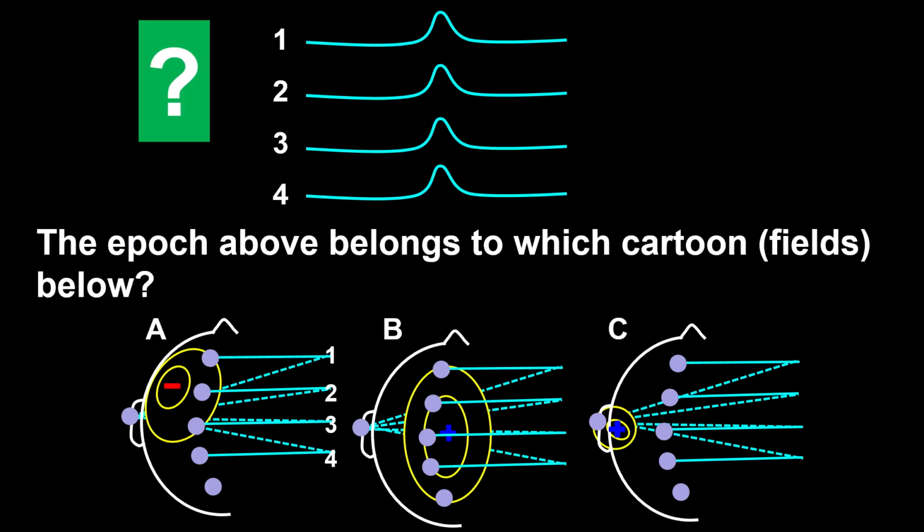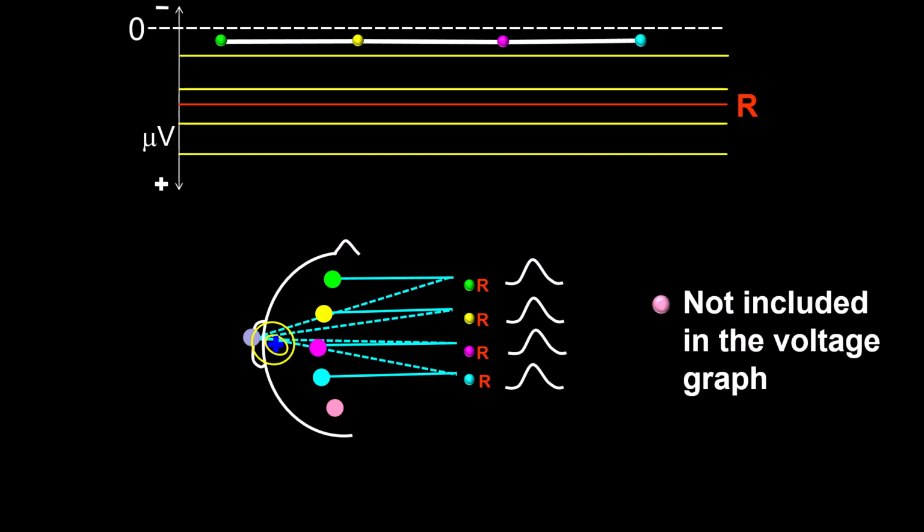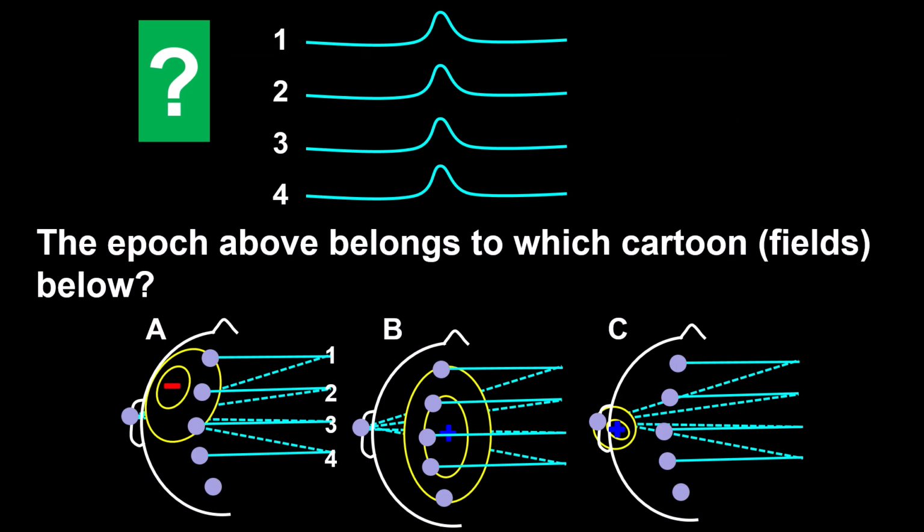The epoch above belongs to which cartoon below? Here the reference is positive in relation to the scalp electrodes. In other words, all the scalp electrodes are negative, and since they are not involved by a field, they are considered to be at the same level. Notice that we are not taking distance from the reference electrode to determine magnitude of polarity. If we were, then the green and the aqua electrodes would be most negative. So the answer to this question is C.